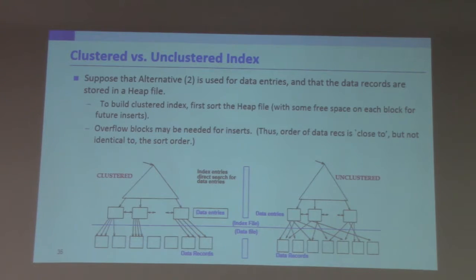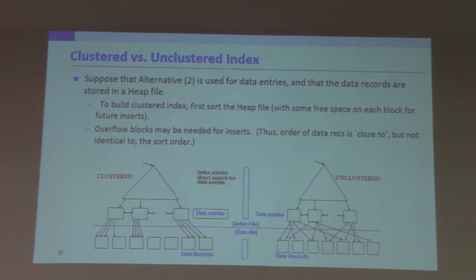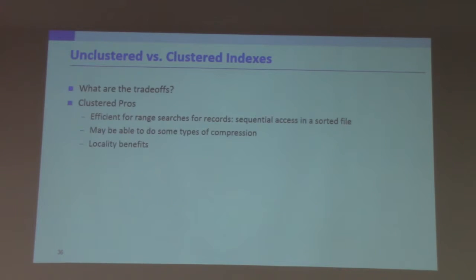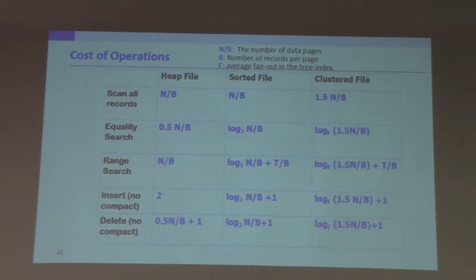And your n prime for a cluster file is what? It's this, not this, right? This, because you skip this level for a cluster file. So n prime in this case is simply this. That's why you got that cost over there in that table. You follow me? For equality search, it's simply the height of the tree.